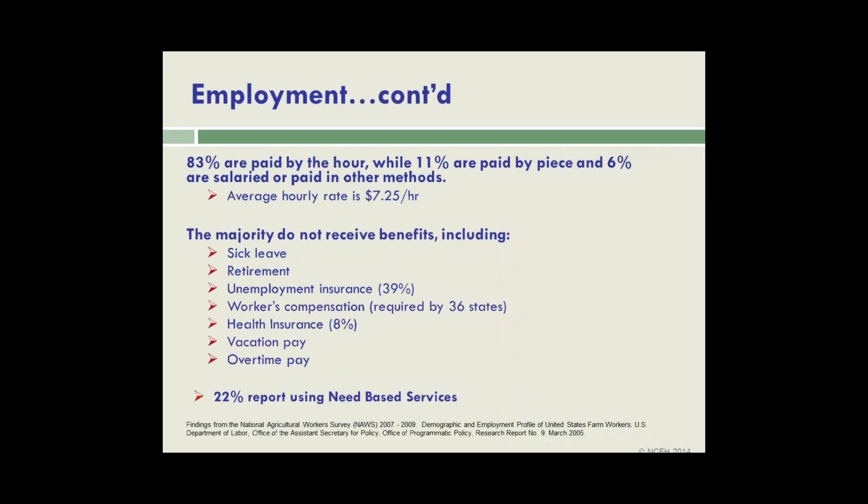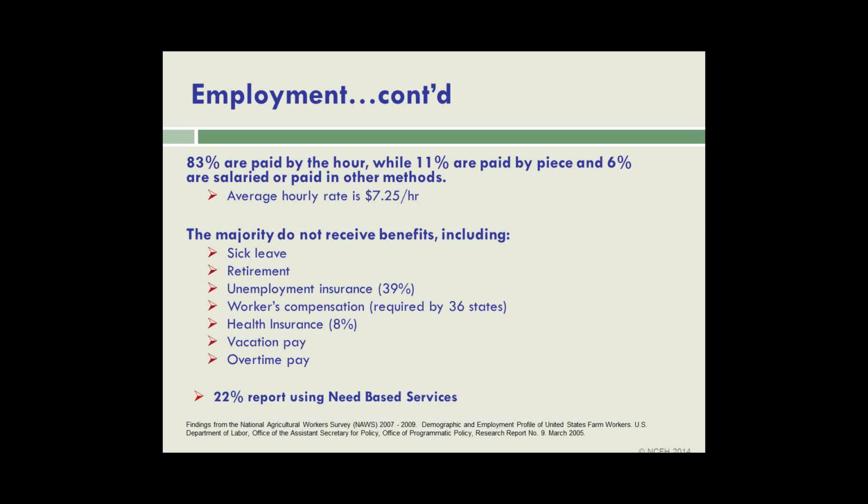Farm work is not steady, as we mentioned. It is dependent on, again, season, weather, and market demands. So approximately 11% are paid at a piece rate per bushel or per box. 83% are paid by the hour, with an average around the national minimum wage of $7.25 an hour. 6% are paid by other payment methods, including salary, by the day, or combinations of hourly and piece rate.